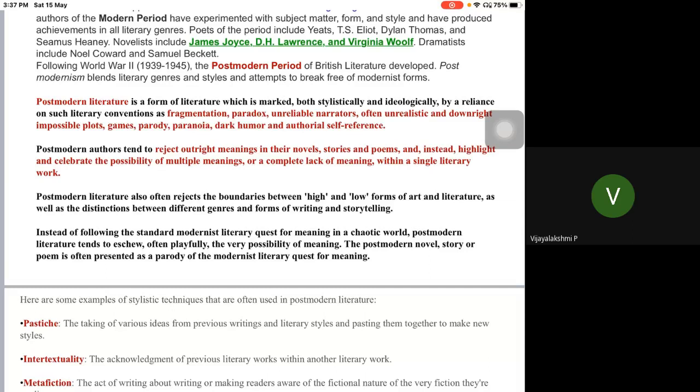Then, instead of following the standard modernist literary quest for meaning in a chaotic world, postmodern literature tends to eschew, meaning give up, often playfully, the very possibility of meaning. So if modern literature was trying to find meaning from the chaos around them, in postmodern literature the writers give up the very possibility of developing a sense of meaning. The postmodern novel, story, or poem is often presented as a parody of the modernist literary quest for meaning, an imitation in a humorous way. So this makes fun of the modernist search for meaning. And postmodernists completely discount the possibility of arriving at any meaning. So that is postmodern literature.